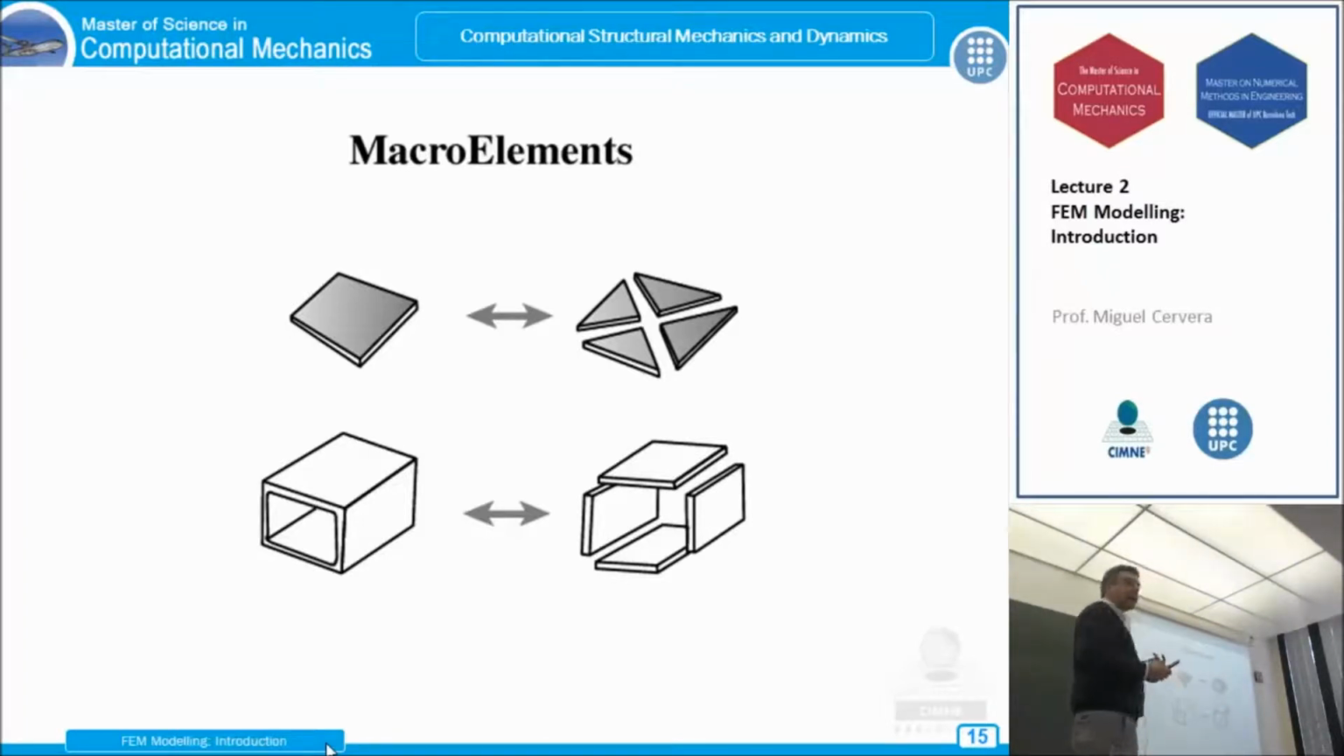That may be handy sometimes. For instance, here you combine 4 plate elements to have this sort of pipe element, okay? Hollow box element, okay? Now you make up your structure with this macro element, rather than with this, okay?